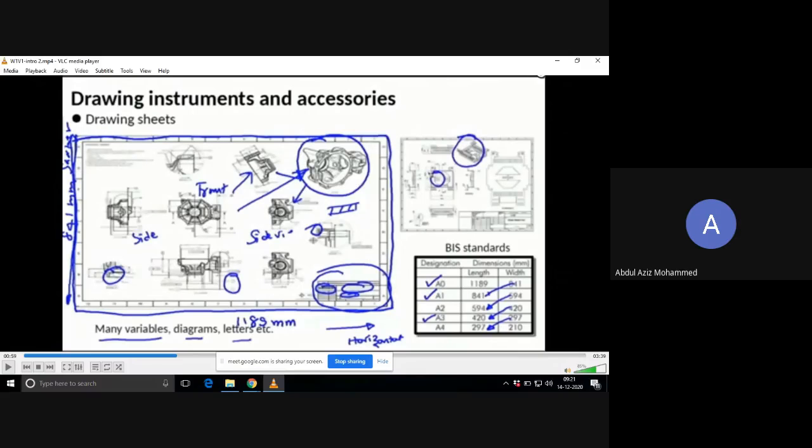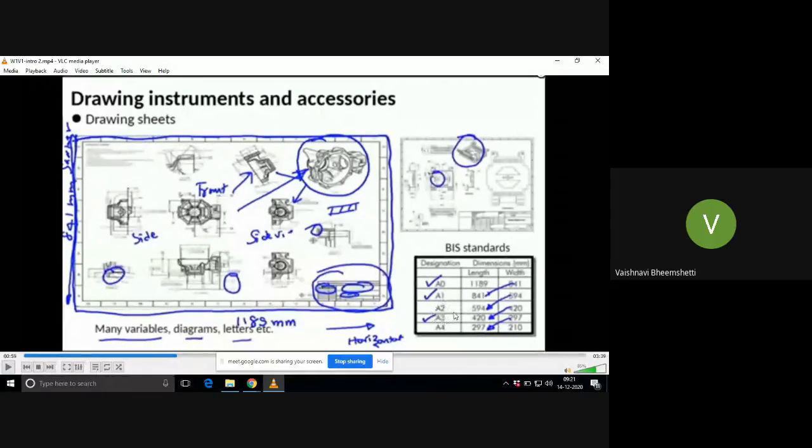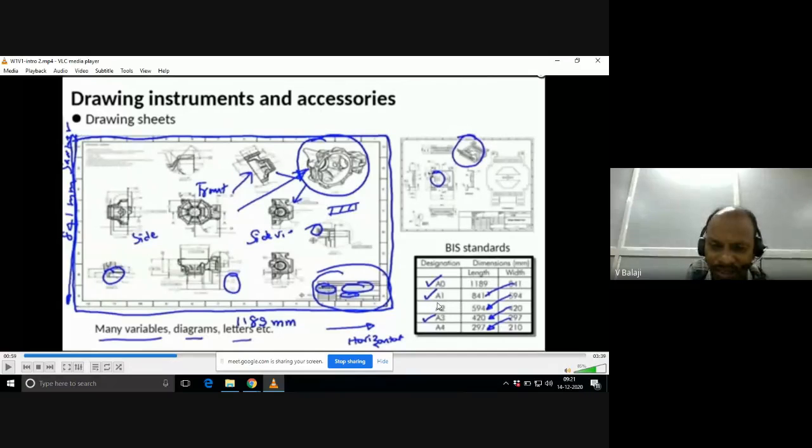A0. A4. A3. Any other answer? A3. A2. A2 is A2, sir. Theoretically, A2 is the correct answer for academic purpose, educational purpose.